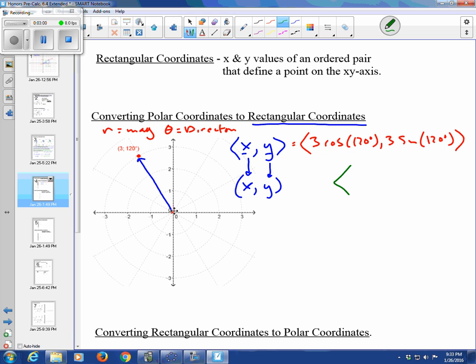And then if we just evaluate the horizontal and vertical component here, we're going to get negative 1.5 and 2.6 as the horizontal and vertical component of the vector extending from the origin to that point. And that, of course, means that the ordered pair at the head of the vector is going to be negative 1.5, 2.6. And that's going to be the point that we've got right there defined with rectangular coordinates. These are the rectangular coordinates of that point.